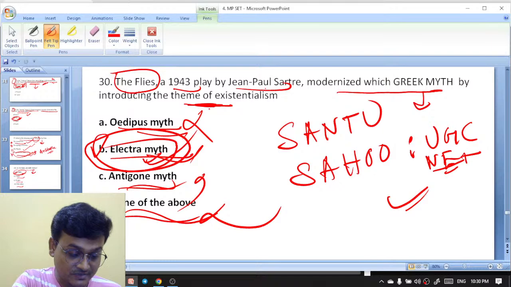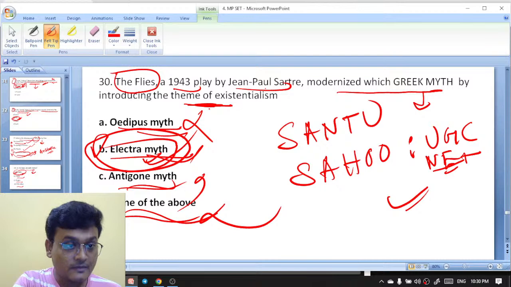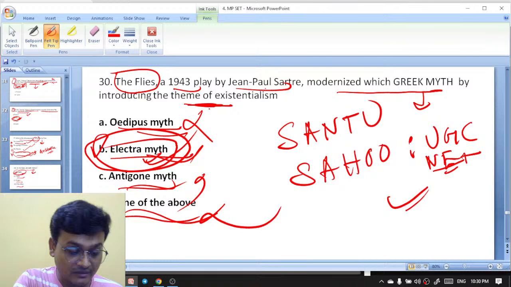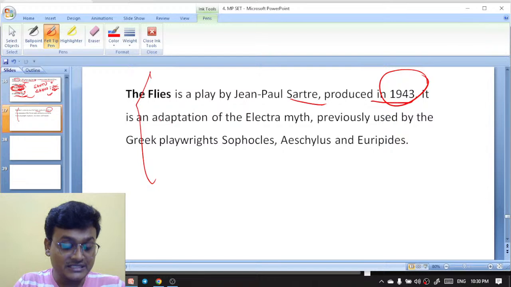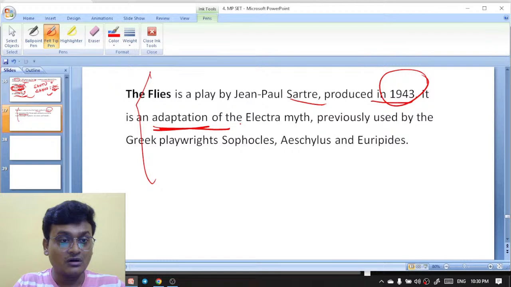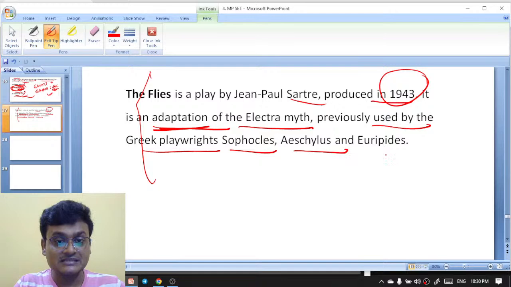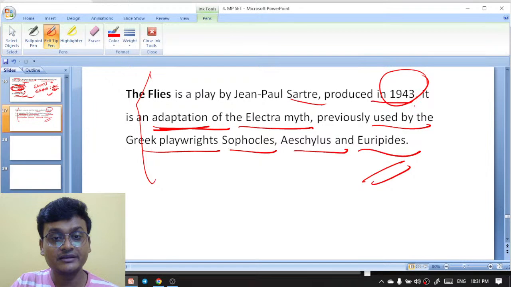And here is the explanation. The Electra myth is the right answer. The Fly is a play by John Fulcher, produced in 1943. It is an adaptation of the Electra myth previously used by the Greek playwrights Sophocles, Aeschylus, and Euripides.